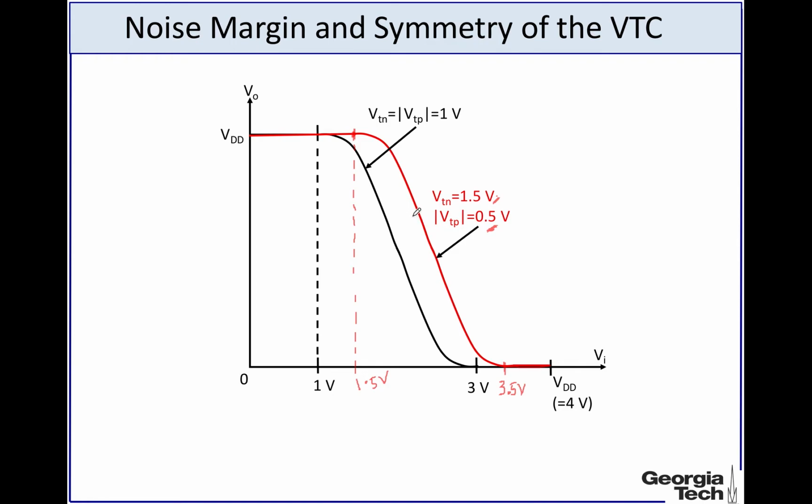If the threshold voltages are not equal while their strengths are the same, then the voltage transfer curves are not symmetric with respect to VDD over 2. And you can do another analysis where the threshold voltage of the N MOSFET is 0.5 volts and the P-type MOSFET is 1.5 volts, and you will see that the new voltage transfer curve shifts to the left. All right.